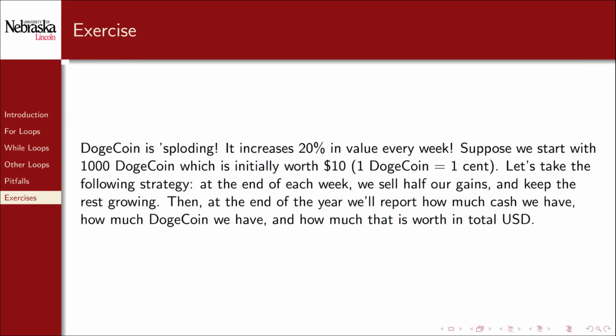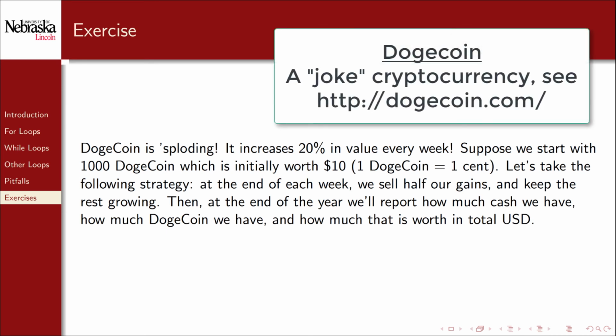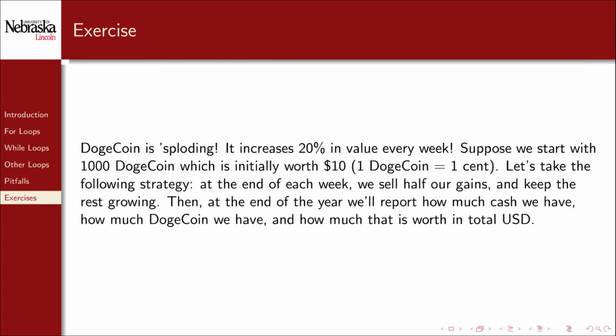I'll leave this last exercise for you. Dogecoin is exploding. It increases in value 20% every week. So suppose that we started out with 1,000 Dogecoins, which is initially worth $10. So in other words, 1 Dogecoin is equal to 1 cent. Let's take the following investment strategy. At the end of each week, we'll sell half of our gains and keep the rest growing. Then at the end of the year, we'll report how much cash we have, how much Dogecoin we have, and how much that is in total US dollars. Go ahead and have fun with this one.